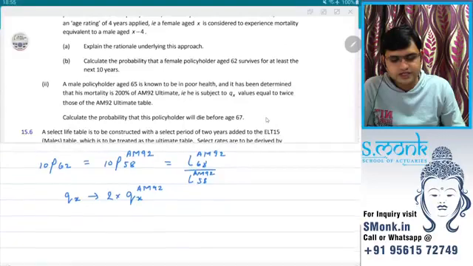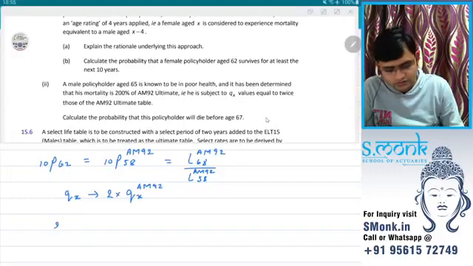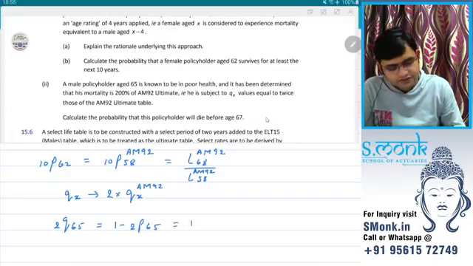So the person is age 65. Okay, 65. So we are talking about the person lives to 65. Okay, sorry, 2Q65. 2Q65 I can write as 1 minus 2P65, and 2P65 I can write as 1 minus of 1 minus Q65 into 1 minus Q66.